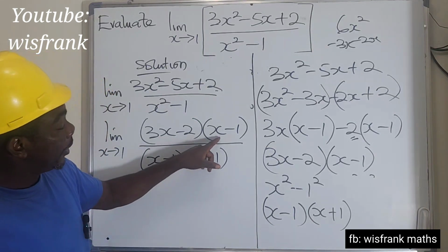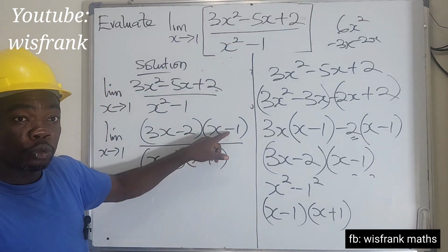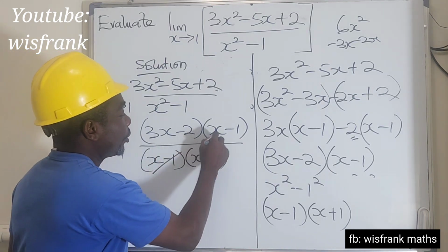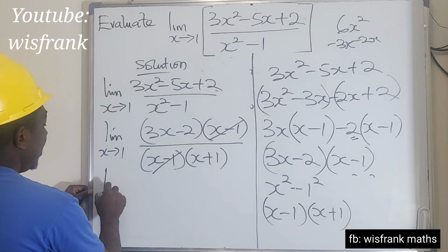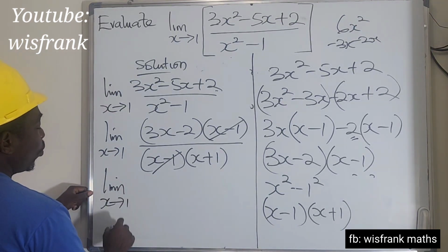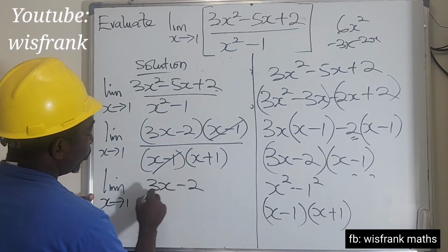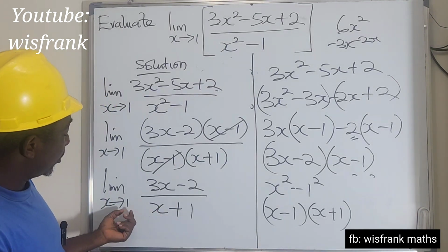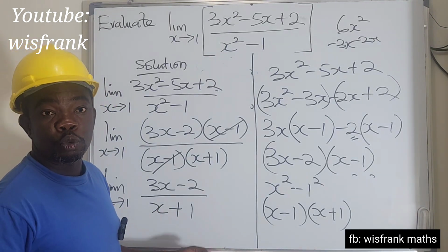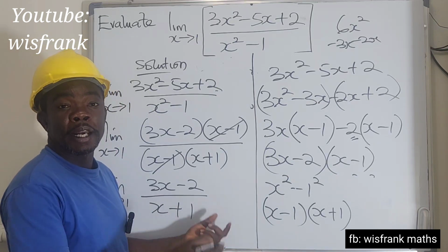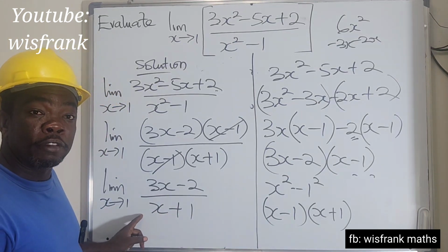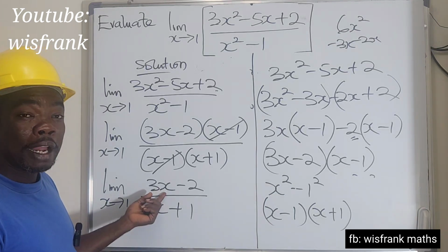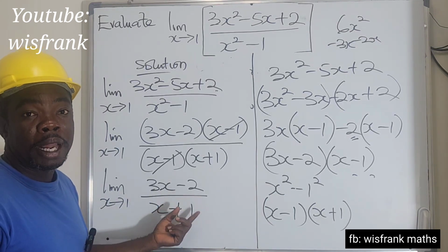If you see, in the numerator we have x minus 1, and in the denominator we have x minus 1. Both of them cancel each other. We are now left with the limit as x tends to 1 of 3x minus 2 all over x plus 1. We cannot simplify this further, so we are going to substitute x equals 1 into the numerator and the denominator.